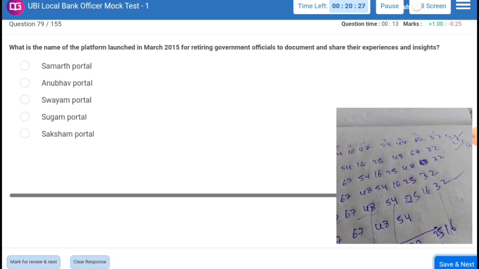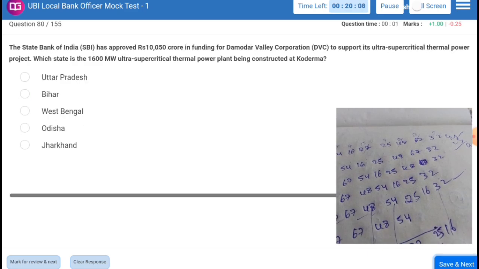What is the name of the platform launched in March 2015 for retiring government officials to document and share their experiences and insights? Anubhav or Sugam Portal, I think. Anubhav, because it is for the purpose of sharing experience.